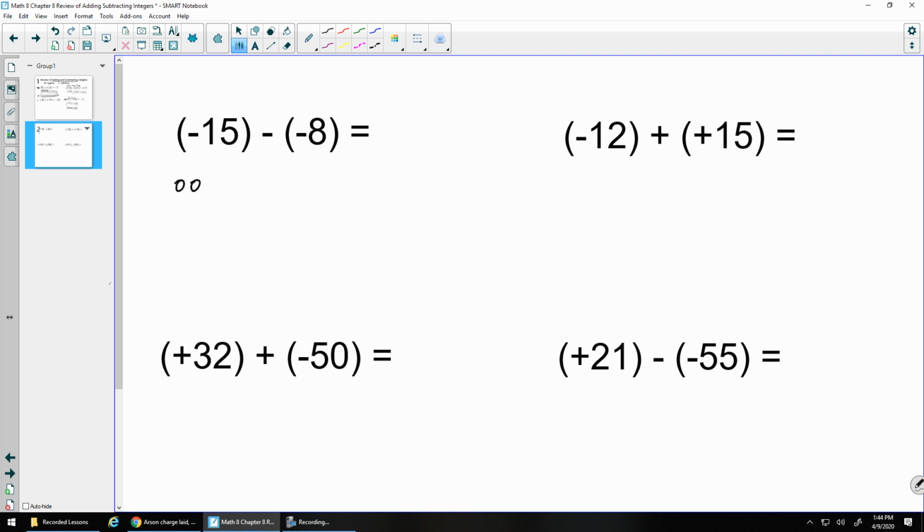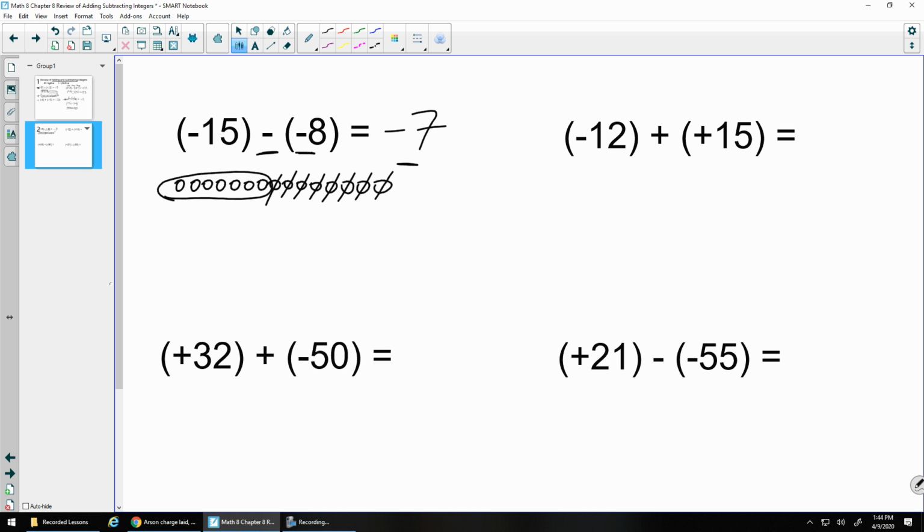Well, if I have 15 negatives, 5, 6, 7, 8, 9, 10, 11, 12, 13, 14, 15, and I take away 8 of them. So I take away 1, 2, 3, 4, 5, 6, 7, 8. What do I have left? I have 7 negatives left. So my answer is negative 7. This makes sense. When I think about taking away a negative, my answer is going to become more positive, and negative 7 is closer to 0 than negative 15.